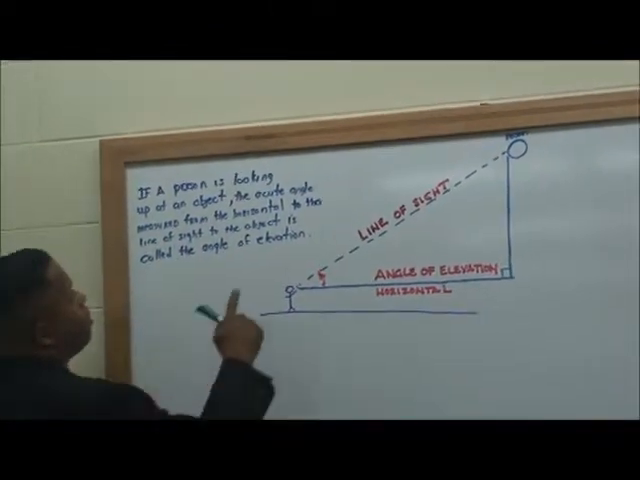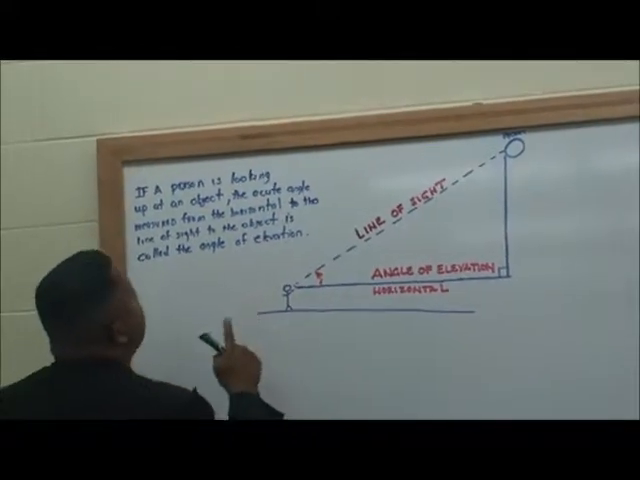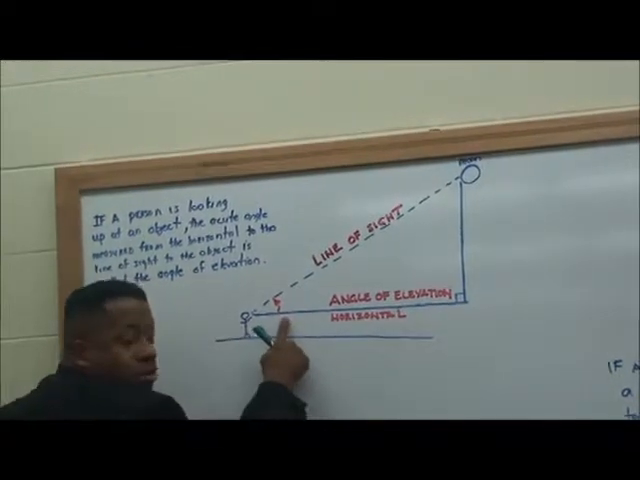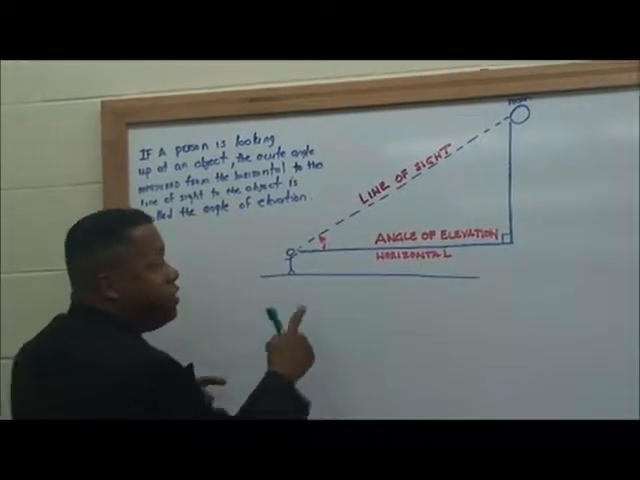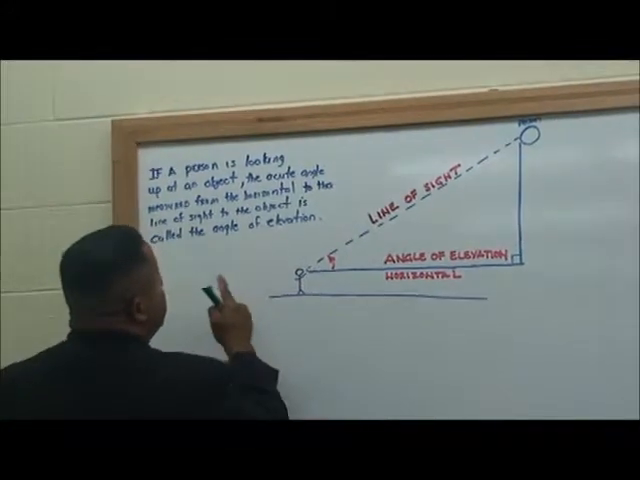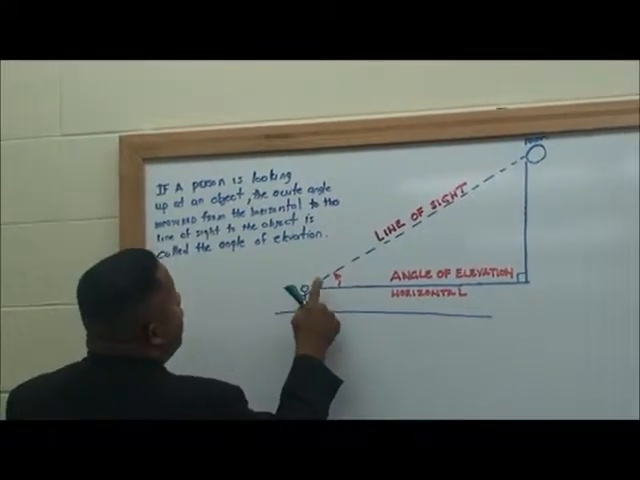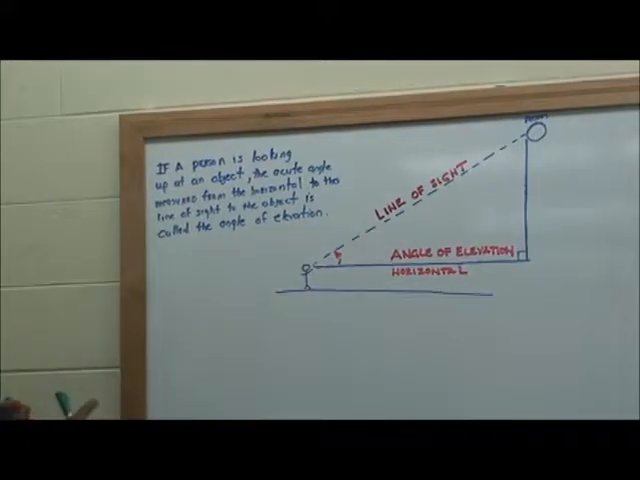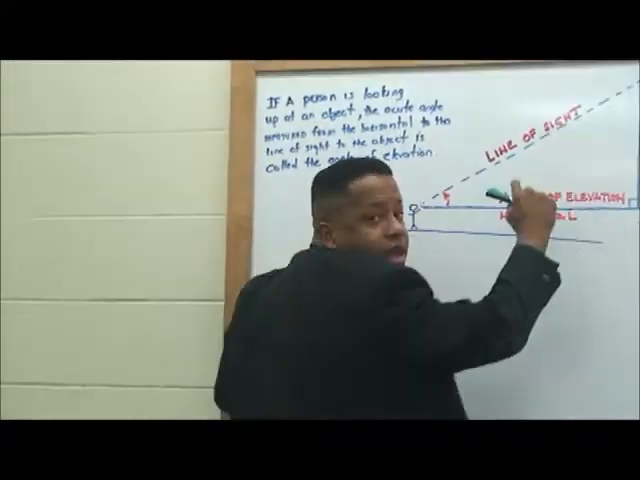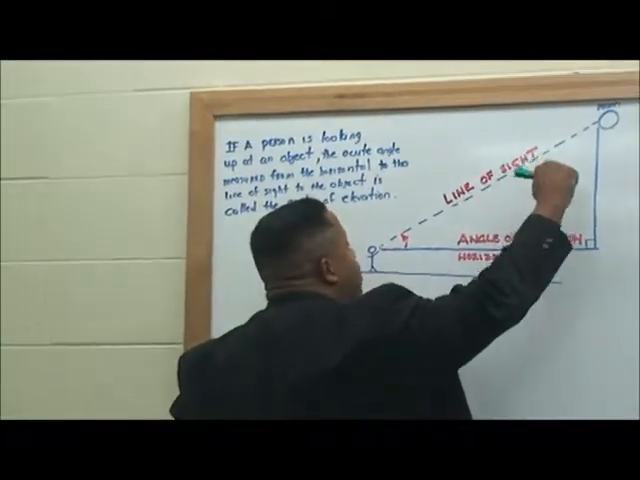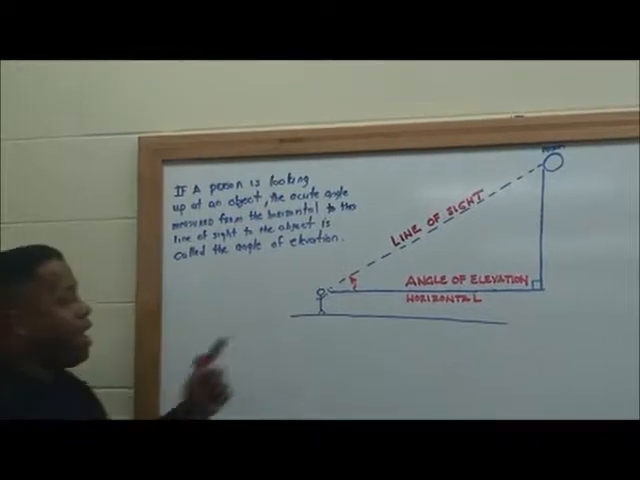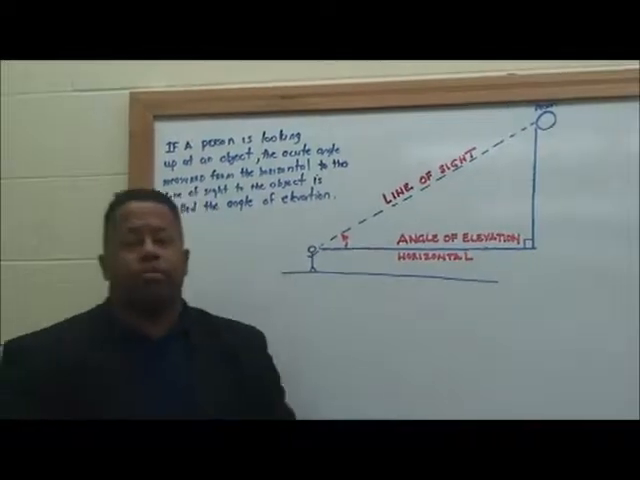And as he's looking up towards the moon, the acute angle measured from the horizontal, remember in the beginning we were talking about the initial side and the terminal side. So basically from the initial side, or from the horizontal, to the what? To the line of sight, which is the other ray there, forming that angle called the angle of elevation.